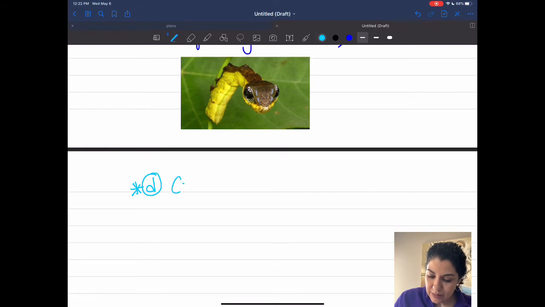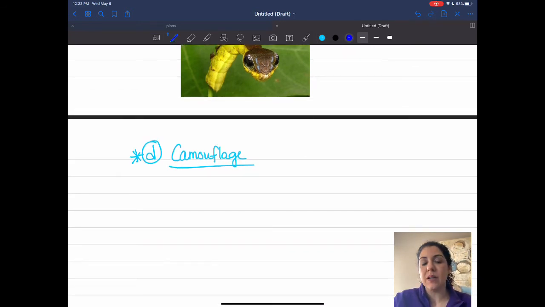D is camouflage. Okay. In camouflage, again, you have an organism, but this time the organism doesn't resemble another organism. It resembles the environment.